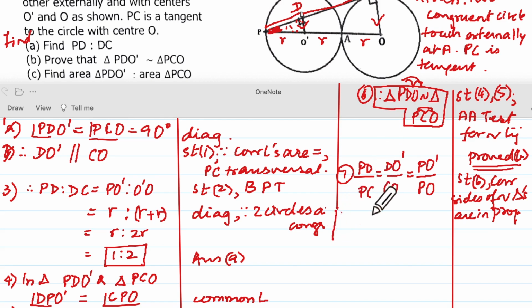Okay, now out here can you see PD upon PC? Let us not take that. Let us take PO dash upon PO. Okay, PO dash is what? R, no? Okay, and what is PO? 3R. Isn't it R plus R plus R?